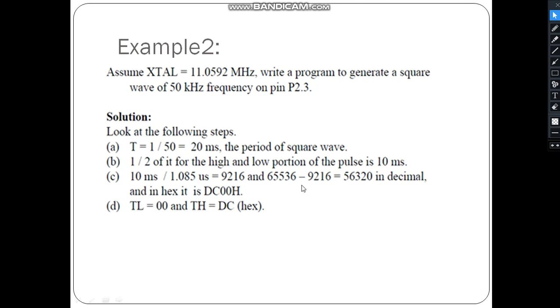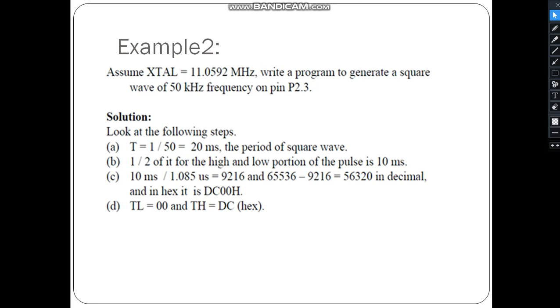Now we have to calculate the value to be loaded into the TH TL register. That is the maximum value plus 1, which is 65,536, minus the n value, which is 9216. The result in decimal is 56,320, and converting it into hexadecimal, we get the value DC00. So 00 has to be loaded into the TL register, and DC has to be loaded into the TH register.